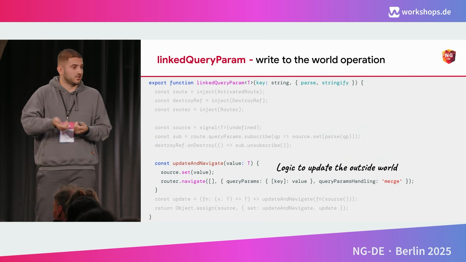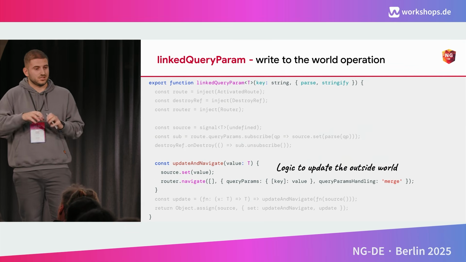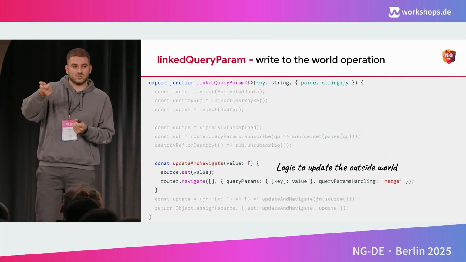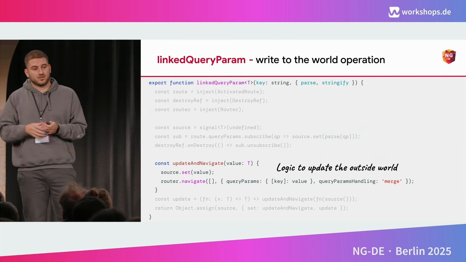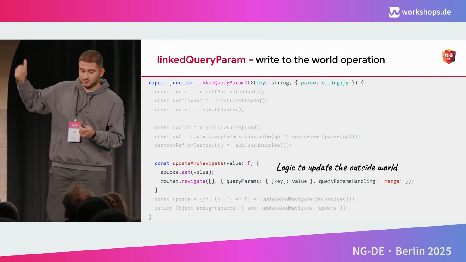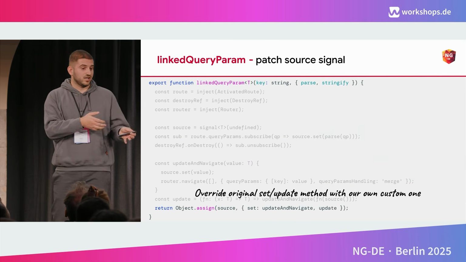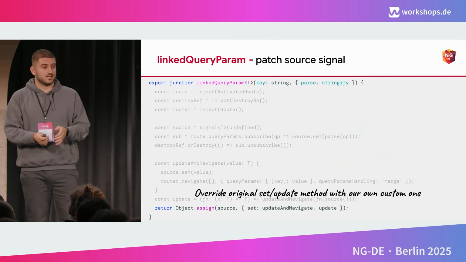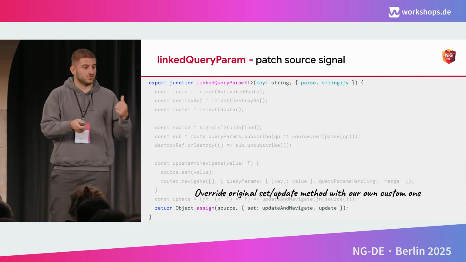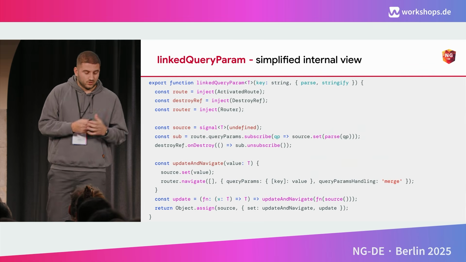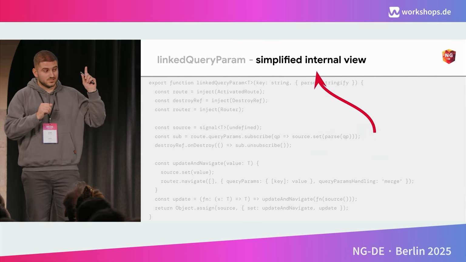So we just do a router.navigate with an empty array, so it doesn't change the current path, and just says update this fixed query param with this value, keep all the other things unchanged. So basically, queryParamsHandling is merge. And of course, what we can do is override the original source signal's set method and the update method to use our custom method. And of course, that's the whole code. But that's a simplified internal view.